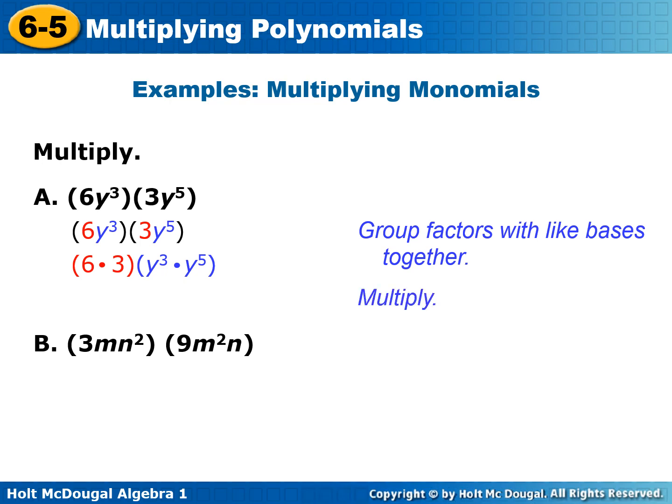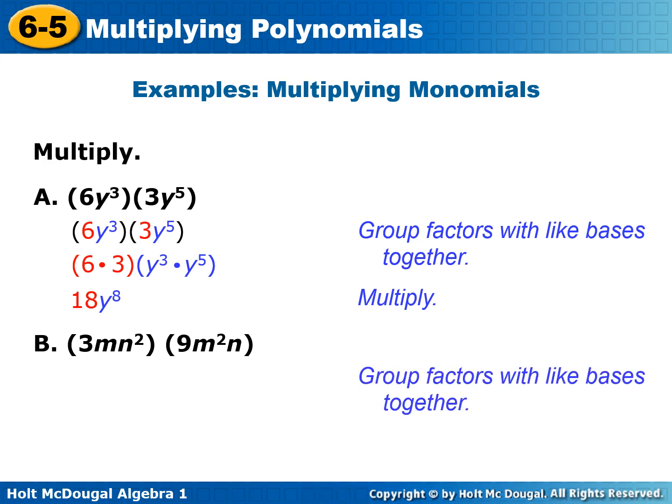All right, now we multiply the coefficients. 6 times 3, that is 18. And then y to the power of 3 times y to the power of 5, that is y to the power of 8. So we now have here the simplified form of 6y to the power of 3 times 3y to the power of 5, and that is 18y to the power of 8.